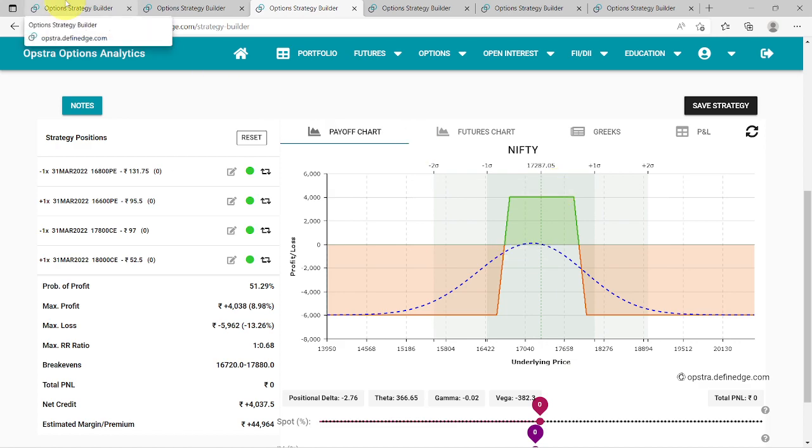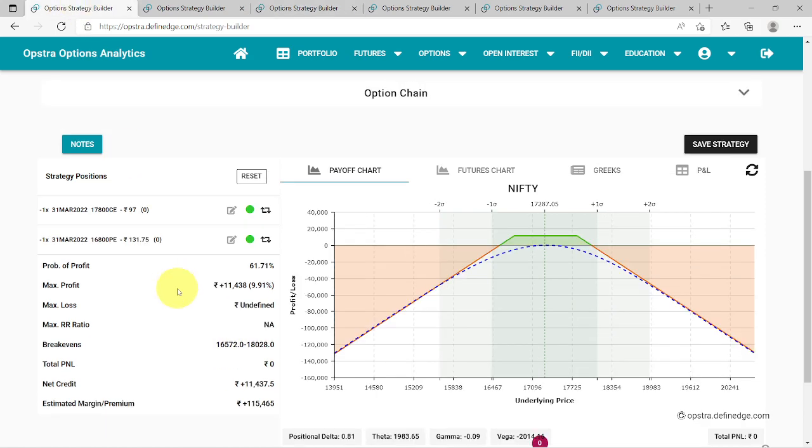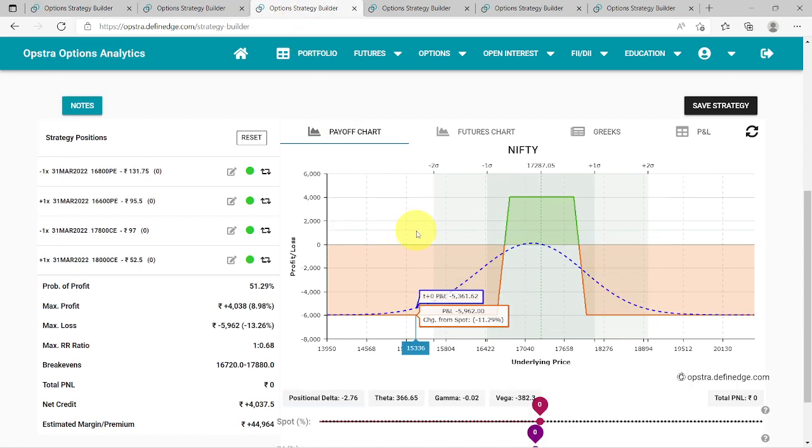Also, one more thing you need to notice here: the break even has also narrowed. It is now 16,720 to 17,880, whereas it was 16,570 to 18,028, and that is the reason your probability has also declined. But one good side is that no matter where the market goes, your loss will not be more than 6,000, 5,962 to be exact. So that is the reason.